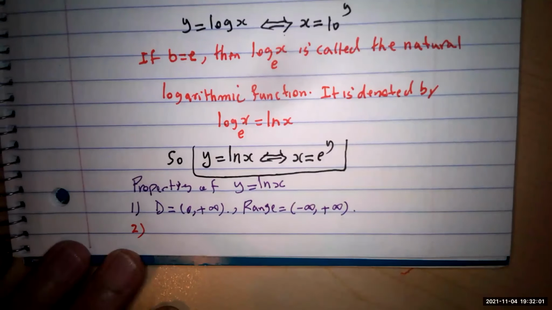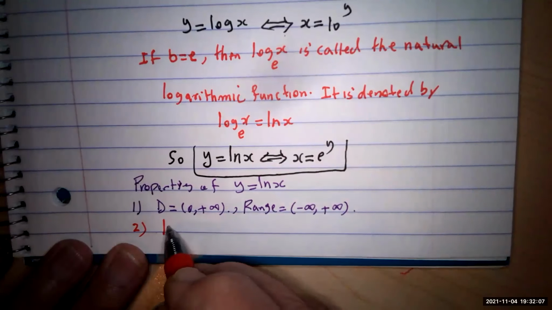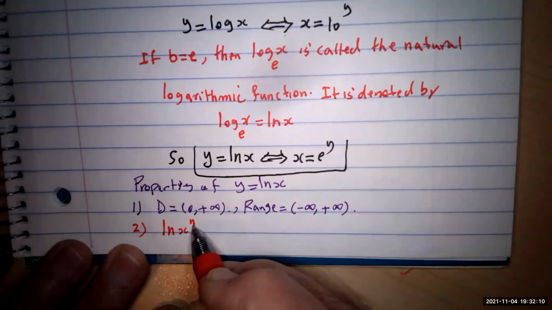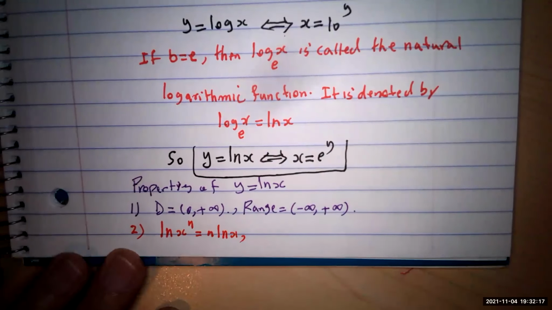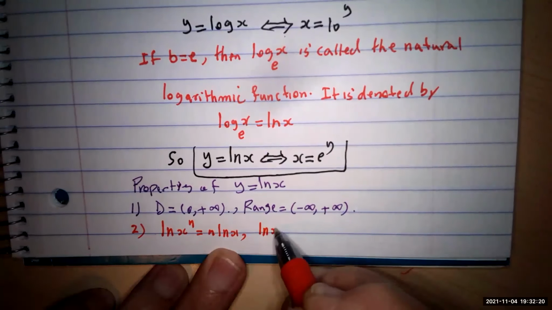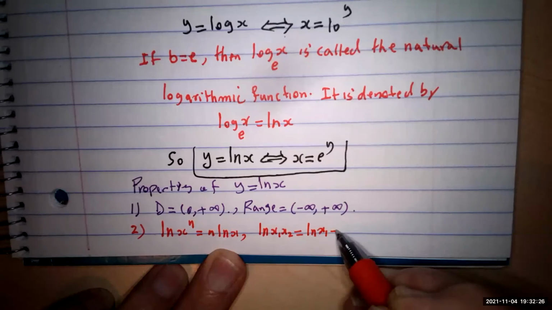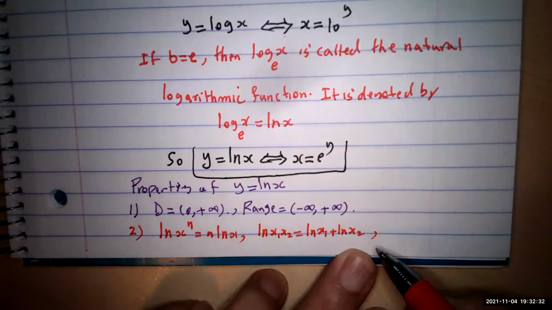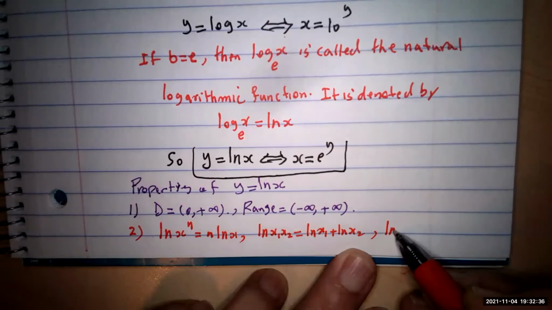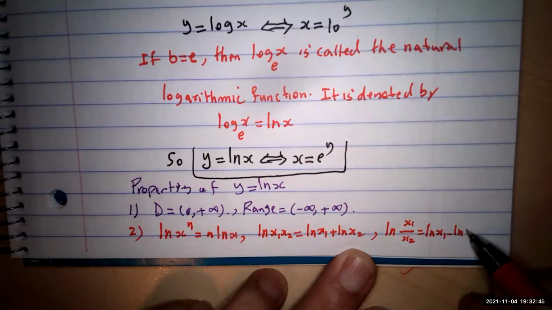The other property, that there are a couple of problems in your book that you have to use, is this one. Remember, we have something we call power rules in ln. If you have any power, you can bring it down. They call it the power rule in ln x. If you have a product, ln of x1 x2, they call it the product rule. So they write it down as ln of x1 plus ln of x2. And they have something they call the quotient rule. If you have x1 over x2, it's going to be changed into a difference: ln of x1 minus ln of x2.